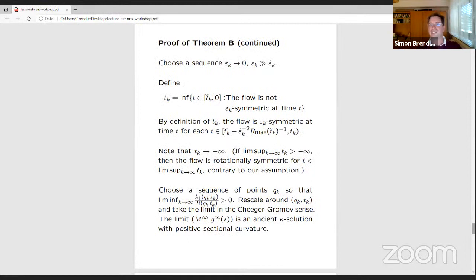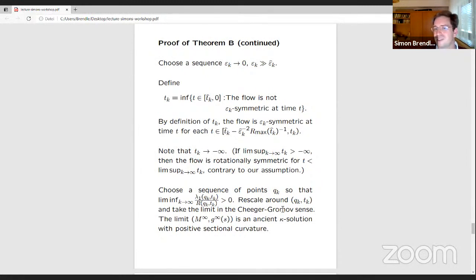And then what you do is you choose a sequence of numbers epsilon_k going to 0, such that epsilon_k is much bigger than epsilon_k hat. Epsilon_k hat tells you how symmetric the solution is at time t_k hat. Then you start from time t_k hat, and you go forward in time until, for the first time, the flow fails to be epsilon_k symmetric. So initially at time t_k hat, it is epsilon_k hat symmetric, and then you go forward until you lose epsilon_k symmetry. And so then basically there are two cases.